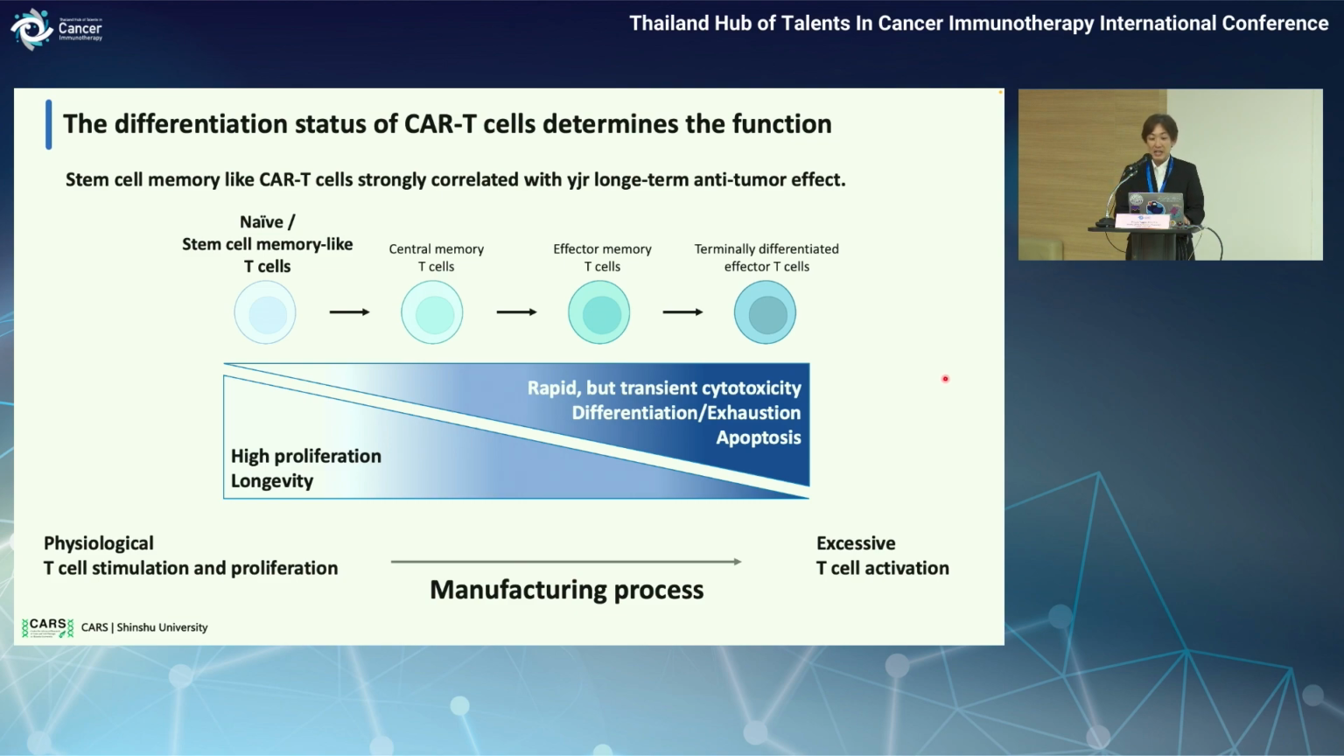One crucial aspect of CAR T cell therapy is that the differentiation status of CAR T cells can affect their function. Stem cell memory-like CAR T cells are correlated with long-term functionality, with high proliferation capacity and longevity in the body. On the other hand, effector-like T cells display rapid cytotoxicity, but lose their function quickly due to exhaustion. It's important to note that the manufacturing process significantly impacts CAR T cell differentiation.